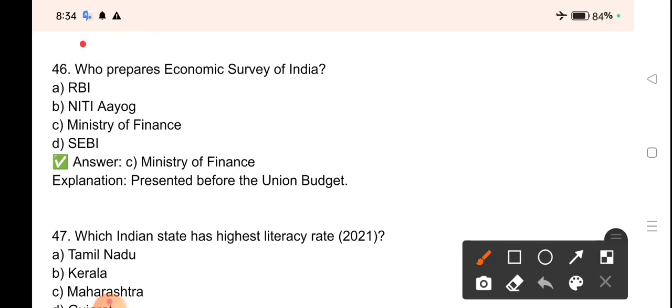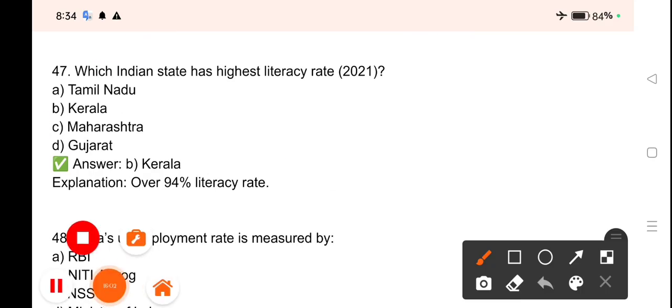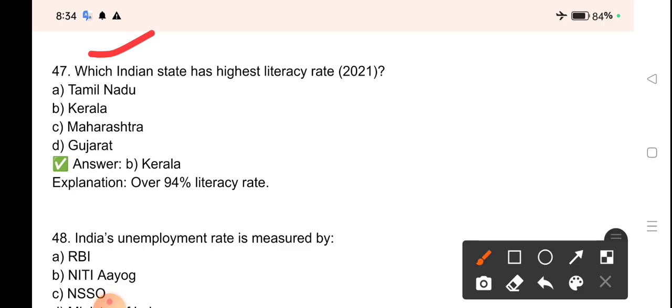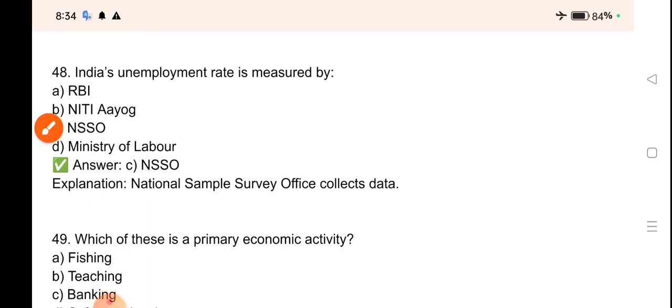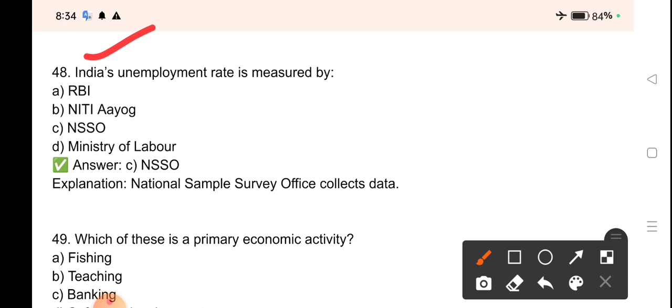Who prepares the economic survey in India? Ministry of Finance. The Ministry of Finance prepares the economic survey of India, presented before the Union budget. Which Indian state has the highest literacy rate in 2021? Kerala. Kerala has the highest literacy rate, over 94%. India's unemployment rate is measured by the National Sample Survey Office, NSSO, which collects the data.